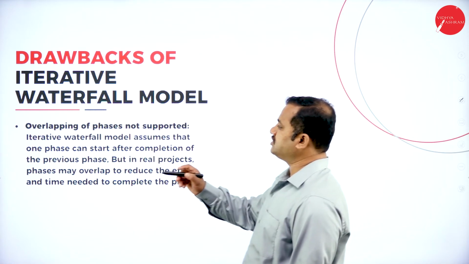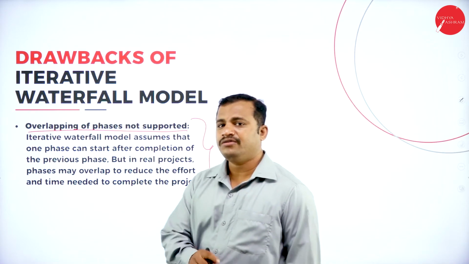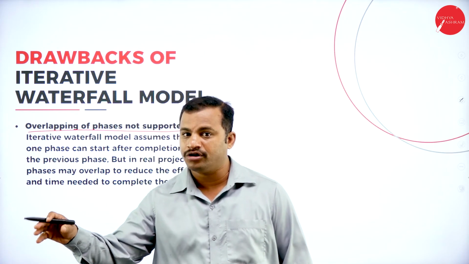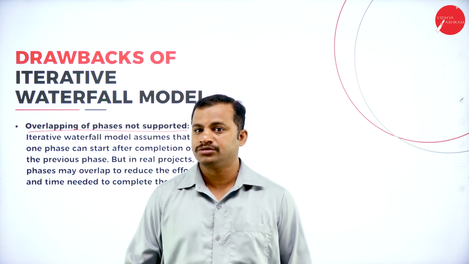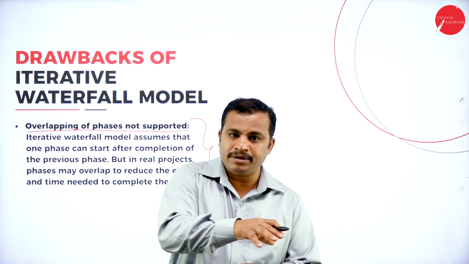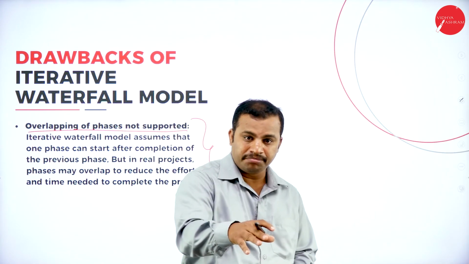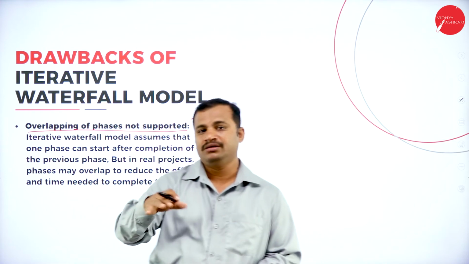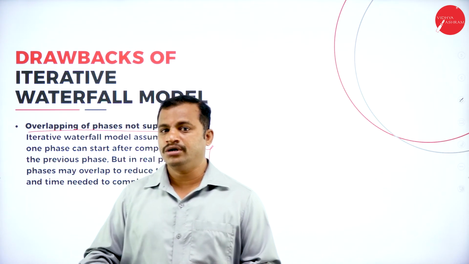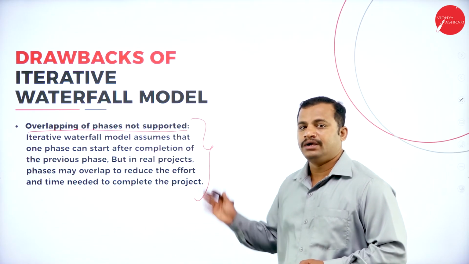Then overlapping of phases is not supported, because let me tell you very clearly, we can't wait till the development team completes the project while the testing team waits for the testing of the software. So we cannot overlap both of these. Until the development team completes, the testing team must wait. Until the requirements are collected, the development team must wait. So there is sequential execution of the process. In order to do overlapping, it is very difficult to incorporate these changes in the iterative waterfall model.